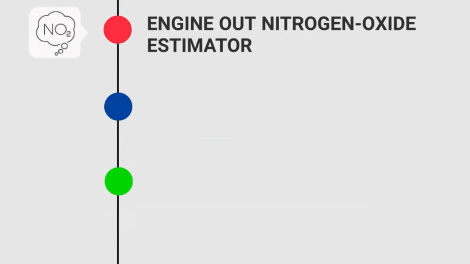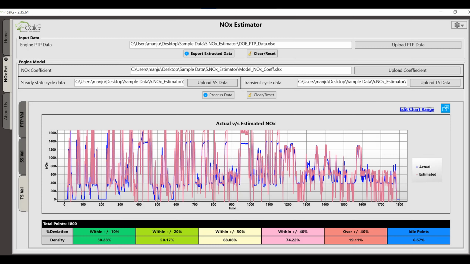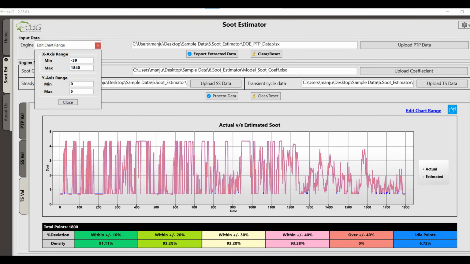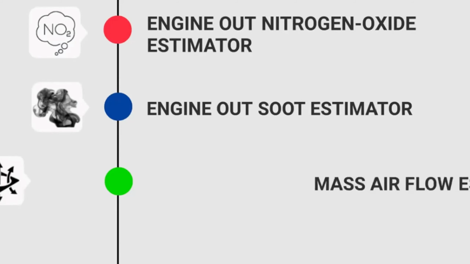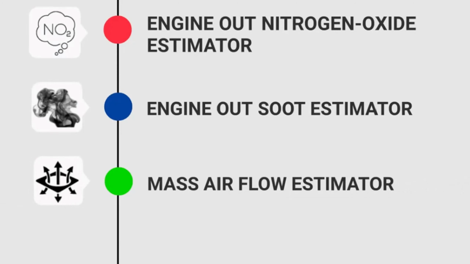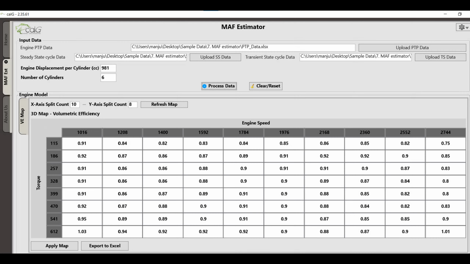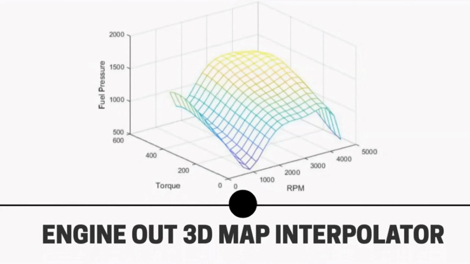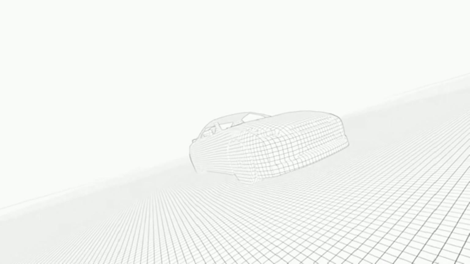3 virtual sensors, which are engine out nitrogen oxide estimator, engine out soot estimator, mass airflow estimator, and finally, engine out 3D map interpolator to create engine control unit maps in seconds.